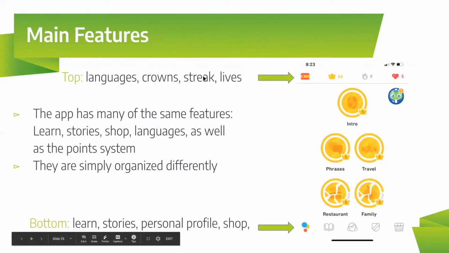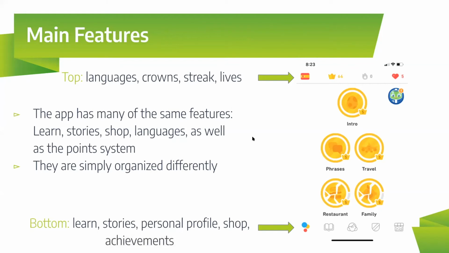So, the main features on a phone. The app has many of the same features as the website, including Learn, Stories, Shop, Languages, and as well the point system. They are simply organized differently. So as you can see from this screenshot to the right, the locations of the features are slightly different.